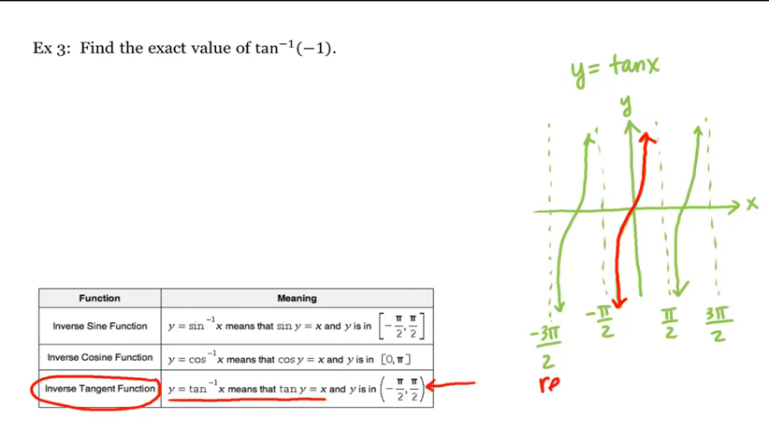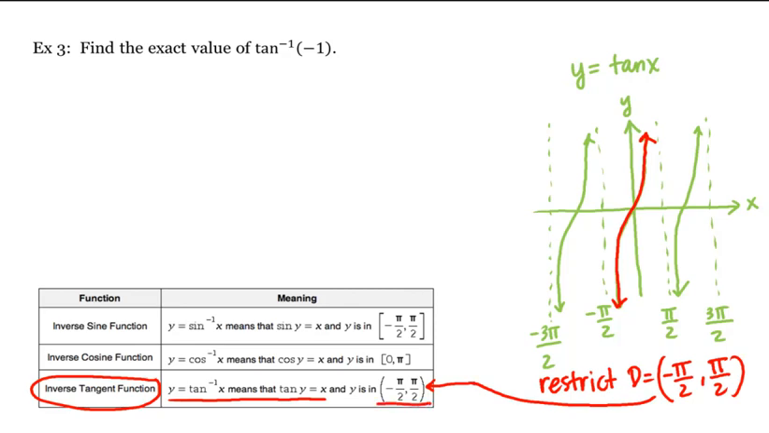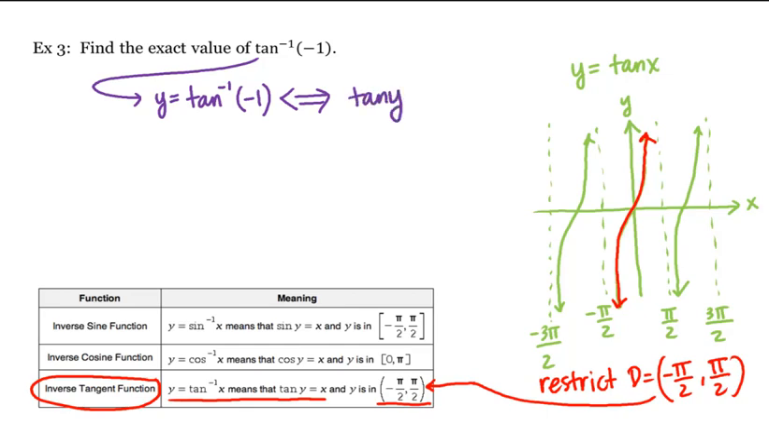So we restrict the domain of the tangent function to this interval, which then is the range of the inverse. So our answers to inverse tangent have to lie in that interval. So let's look at our example. Let's let y equal inverse tangent of -1, which means we're looking for an angle y such that tangent of y is equal to -1. However, y must be in that restricted interval.